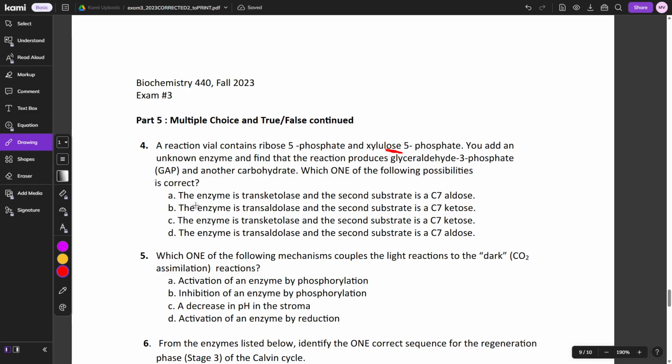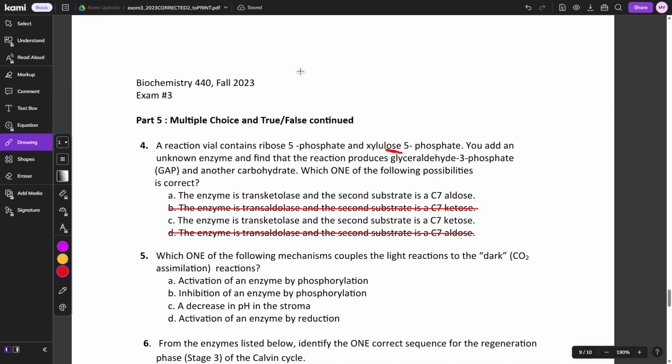So it cannot be a transaldolase. So go away. So let's see here. This is the one where I always keep forgetting, but I'm pretty sure it has to be, yeah. If we start with an aldose and a ketose, right? Generally speaking, we have to end with an aldose and a ketose. That's generally how the workflow goes when you have these enzymes.